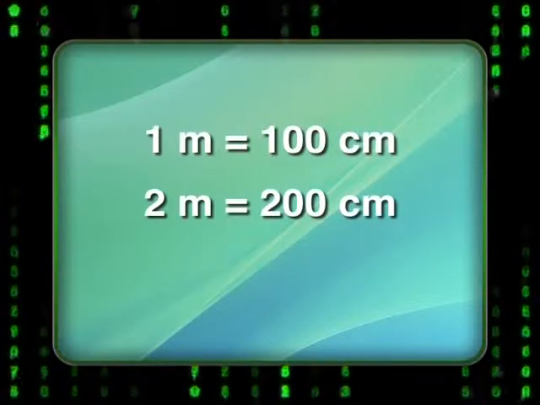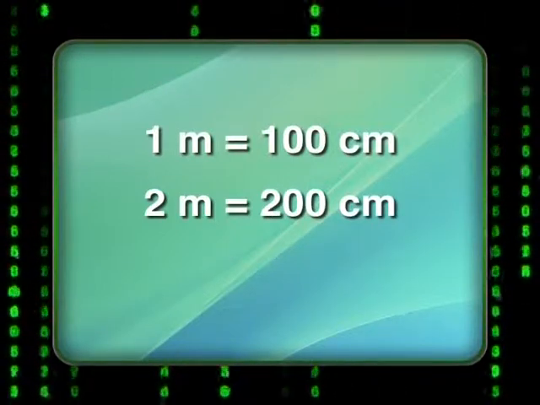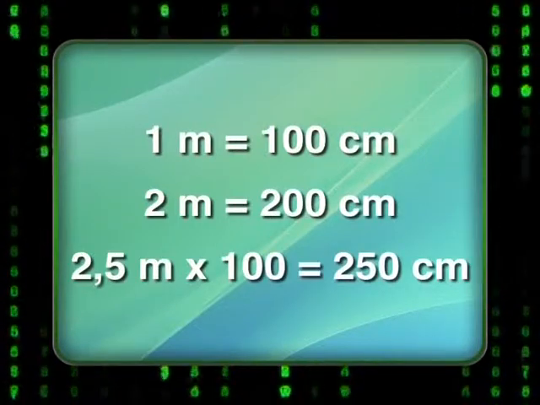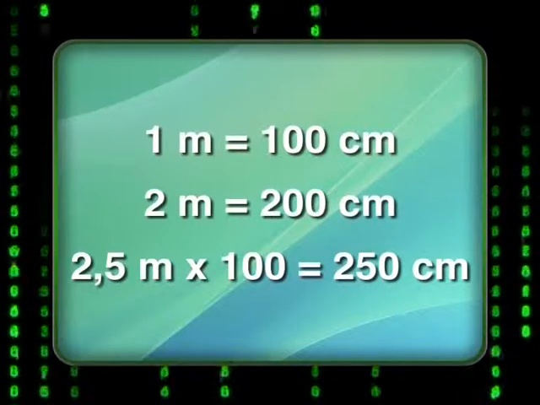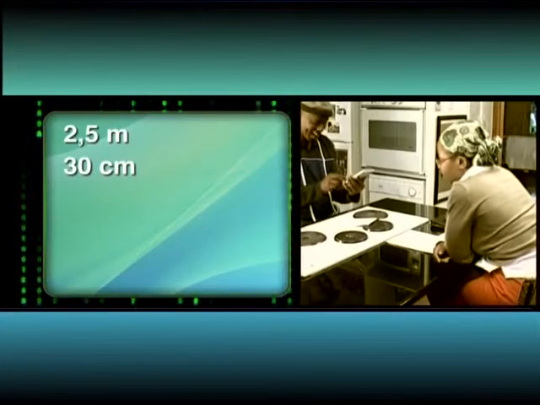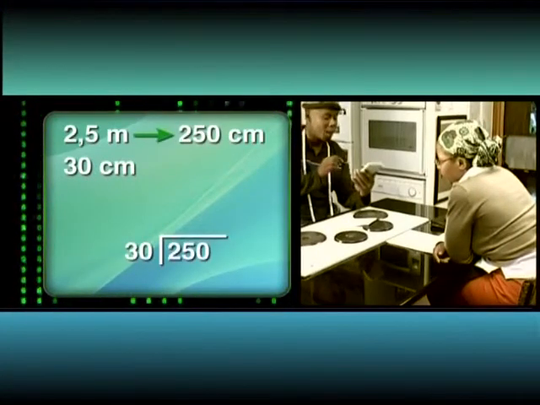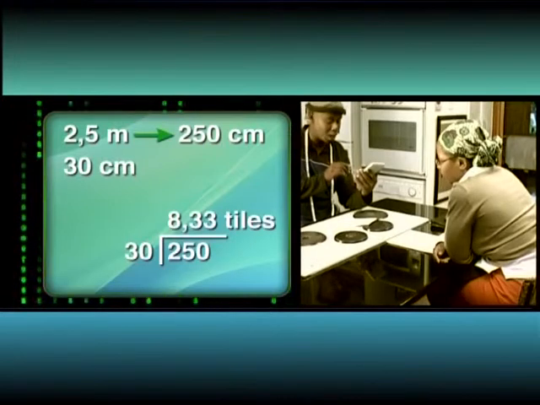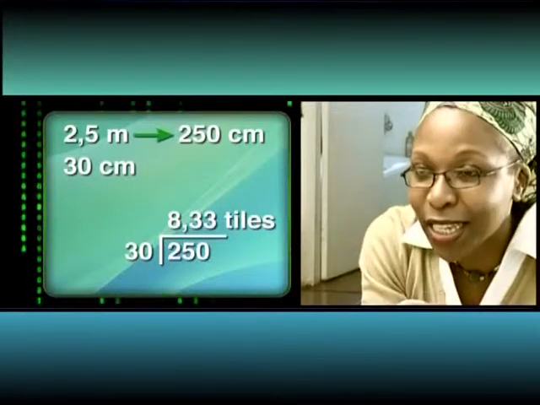If 1 meter is 100 centimeters, then 2 meters is 200 centimeters. To convert from meters to centimeters, we need to times by 100. 2,5 meters will be 250 centimeters. Right. Okay, it's 8.333 tiles. Yes, 8 1/3 tiles.